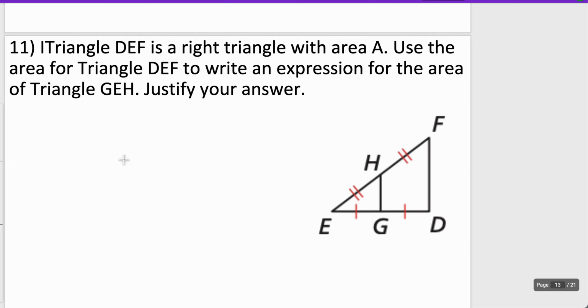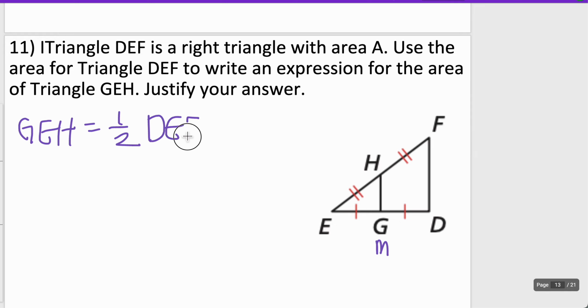Use the area for triangle DEF to write an expression for the area of triangle GEH. So what we know is that G is the midpoint of ED because it's showing that separation, and so is H. H is the midpoint of EF. So that means GEH is equal to half of DEF.